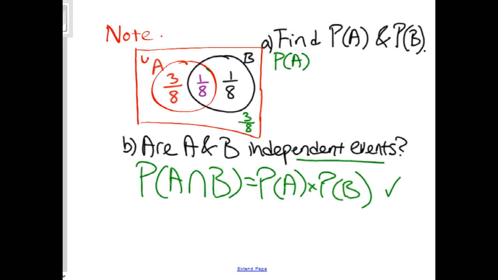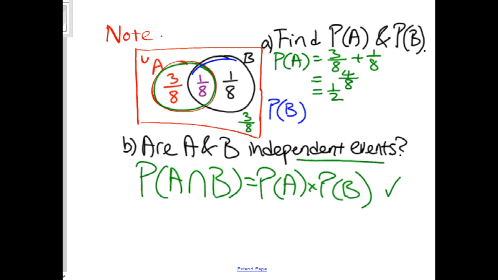Probability of A is just this, that is 3/8 plus 1/8, and the next, probability of B. Well, probability of B is this thing over here, which is 1/8 plus 1/8, which is 2/8. The answer is a quarter.